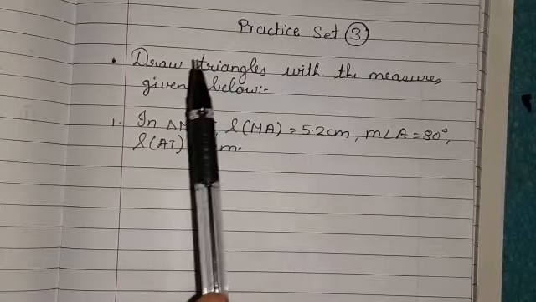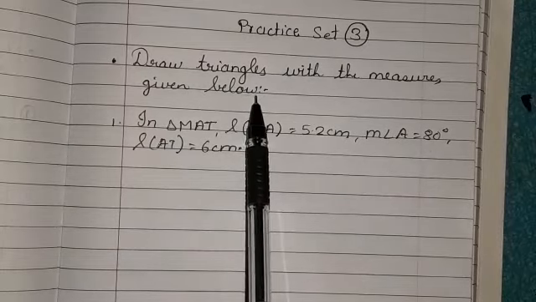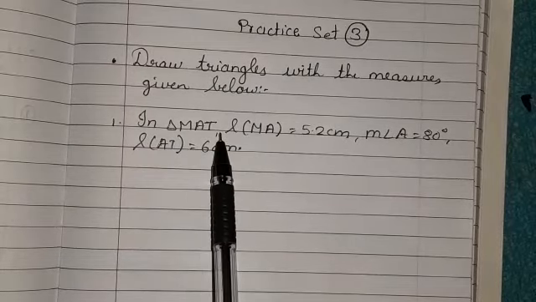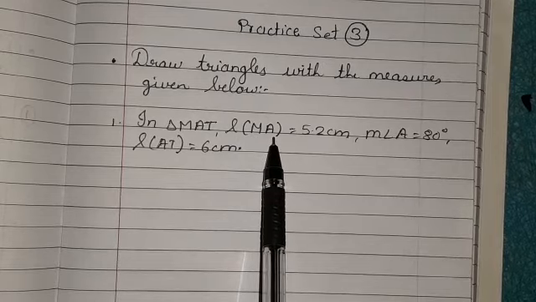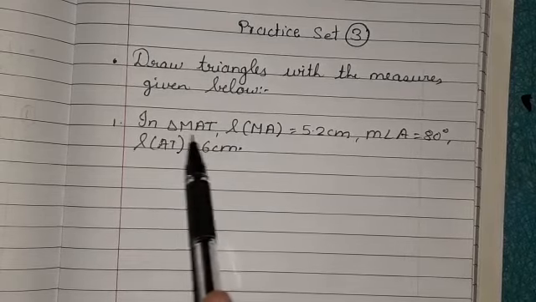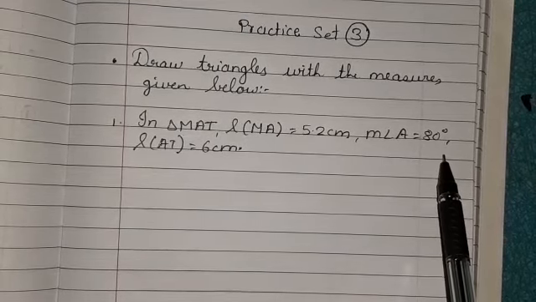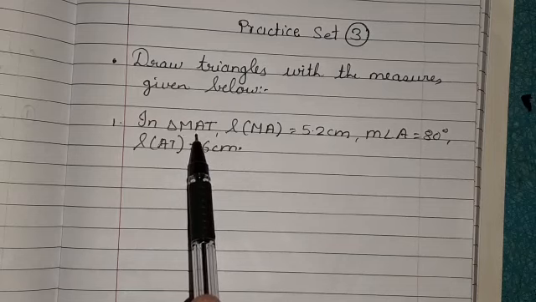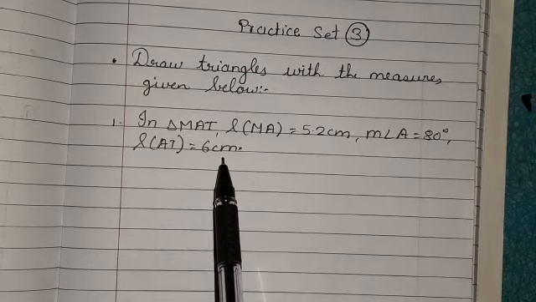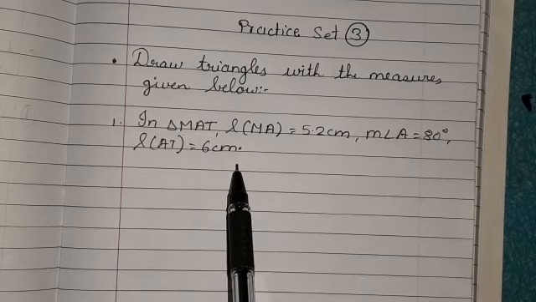Practice set 3. Draw triangles with the measures given below. In triangle MAT, length MA is equal to 5.2. Means MA is 5.2. Measure angle A is equal to 80 degree. Length AT is equal to 6 centimeter.